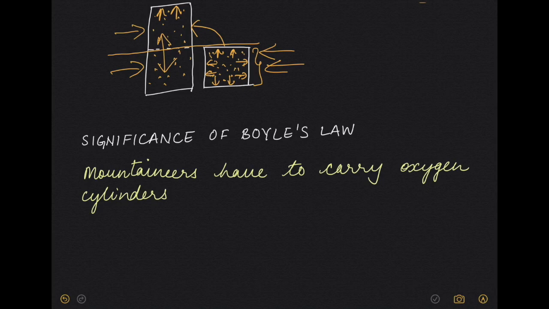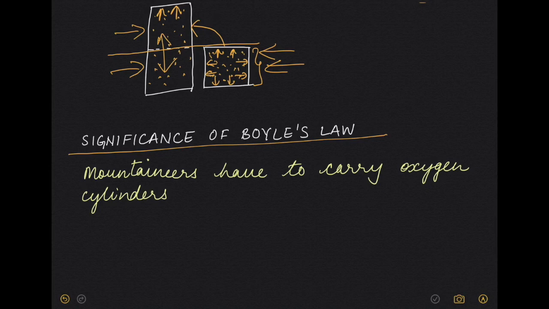Now next we come to the significance of Boyle's law. Now when pressure is increased, volume decreases. That means the molecules come close together. It becomes denser. Thus, at a constant temperature, the density of the gas is directly proportional to its pressure. That means if the pressure is increased, the density also increases.